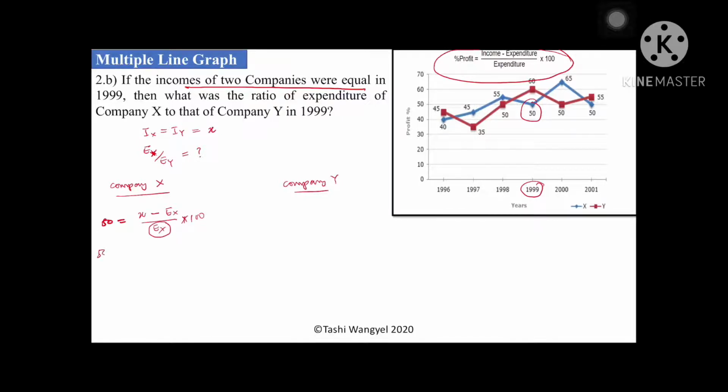Cross multiply: 50 into EX is equal to 100 into the numerator, 100X minus 100 EX. So 100 EX on the other side: 50EX plus 100EX is 150EX is equal to 100X. Therefore, for the ratio of EX by EY, taking EX as the subject, EX is equal to 100 by 150 X.